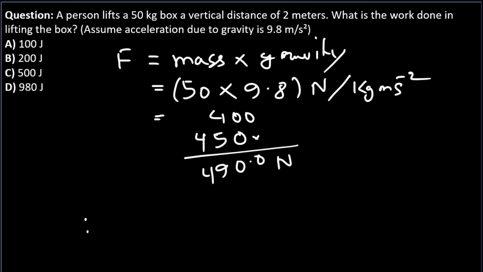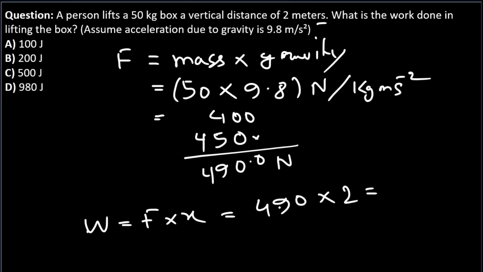So what is the work done in lifting the box? Work done W equals F times X. X is 2 meters, and F is in Newton. The F value is 490 Newton. So 490 times 2 equals 980. This much joule. So option D will be the answer for question number 1.